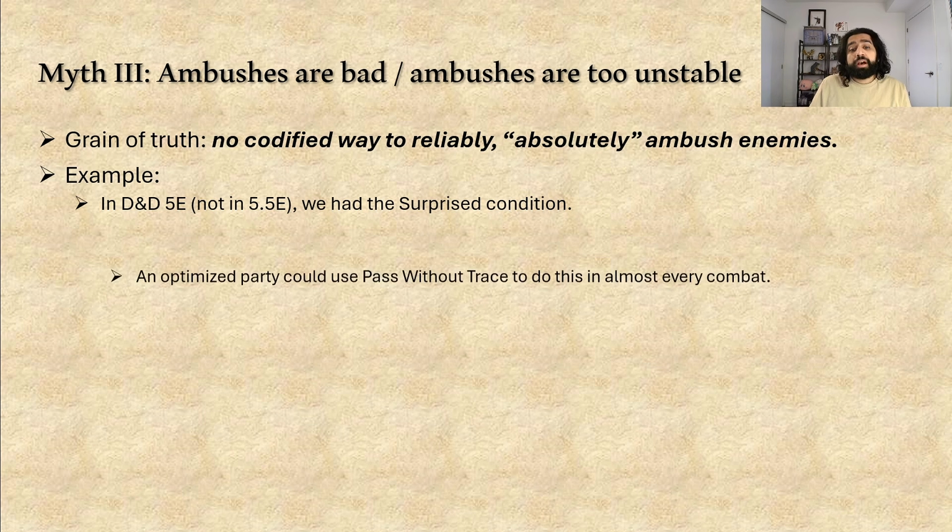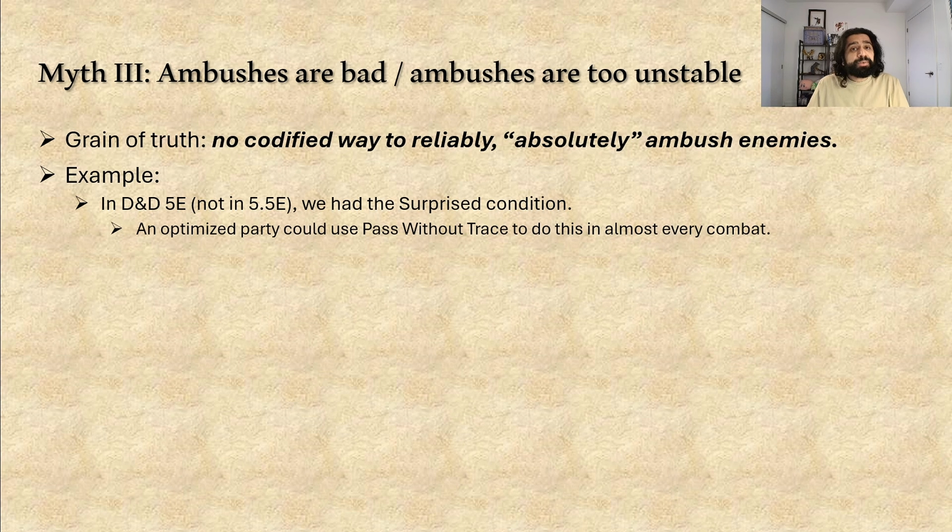And notably, because of Pass Without Trace, it was very easy to reliably perform this in a codified way. If your GM was just ever giving you situations where you get to move up to an enemy who is expressing less agency over this than you, you can ambush them pretty much all the time if you wanted. And in fact, even if enemies have some agency, you can still ambush them a good amount of the time. Because Pass Without Trace gives you a +10 to all of your party's stealth checks, which means even a pretty bad stealth modifier is gonna beat most passive perception scores in the game.